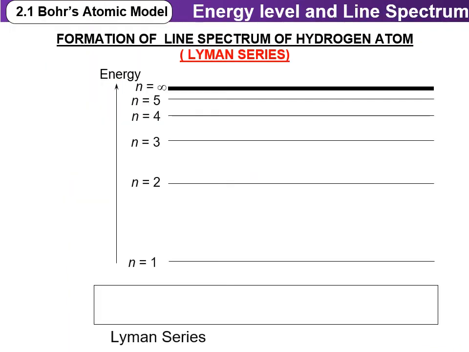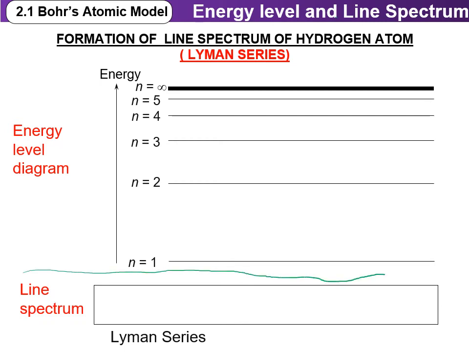In this slide, you are going to learn the difference between the energy level diagram and the line spectrum. The top of the slide is showing the energy level diagram, while the bottom is showing the line spectrum. Before we continue, let's do a reminder. The vertical line represents the energy of each energy level, which is represented by a horizontal line.